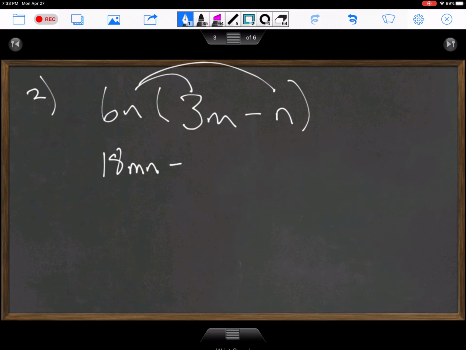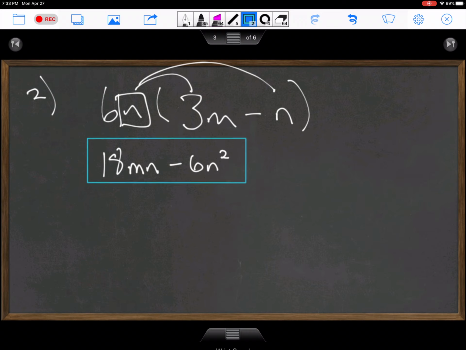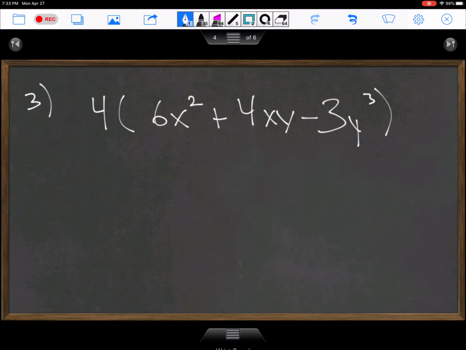Then I'm going to subtract by 6n squared. So right here, I have an n times an n, and an n times an n is n squared. So that's where some of those exponent properties come in, that's why we needed that unit first. That's going to come into our answers here. And remember, we're not changing values, we're just changing the way our expression looks, right? All right, let's look at our third example.